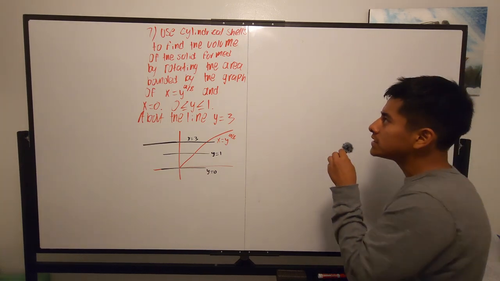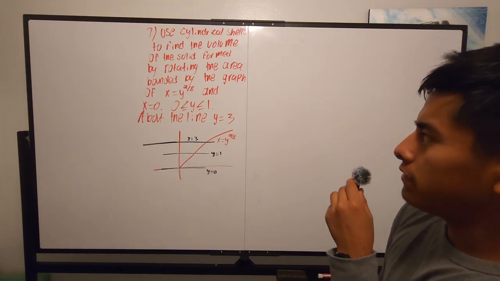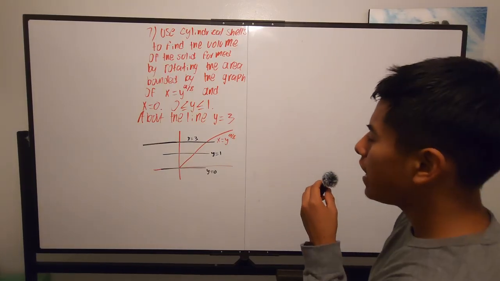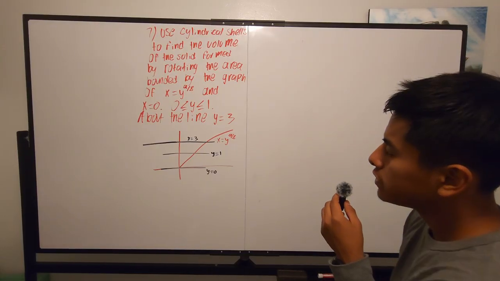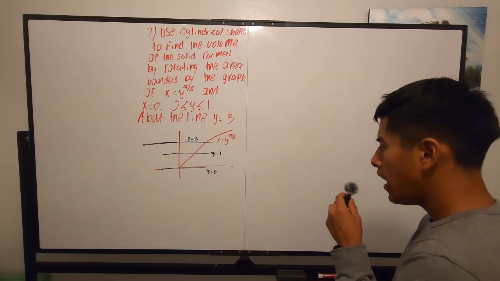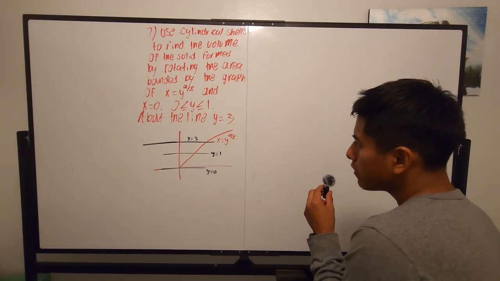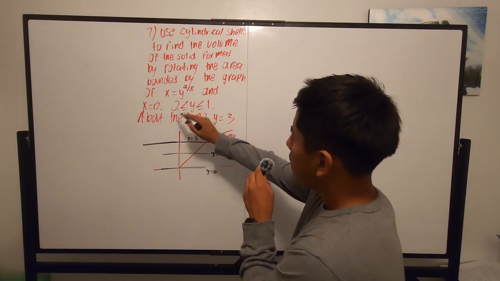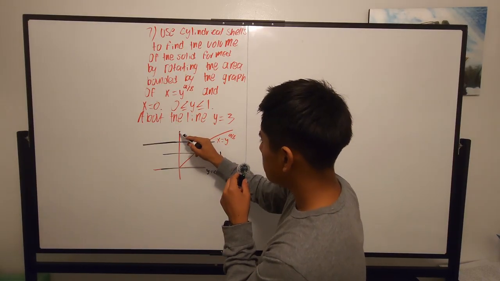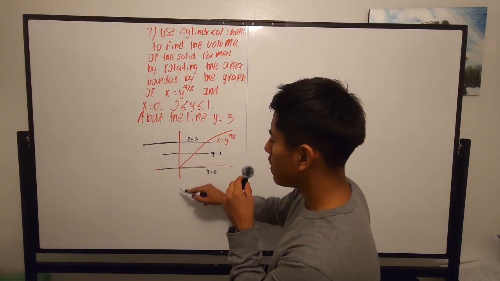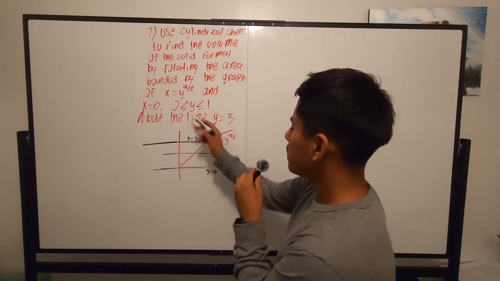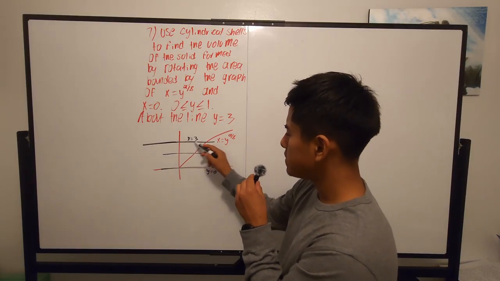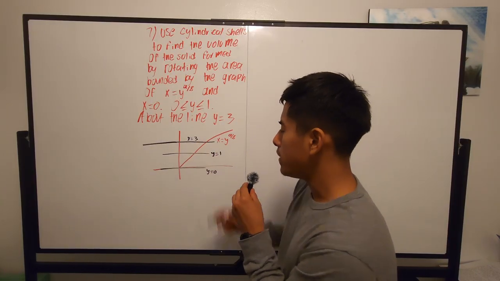Moving on to the next problem, it says use cylindrical shells to find the volume of the solid formed by rotating the area bounded by the graph of x equals y to the 9 over 8 and x equals 0 from 0 to 1 about the line y equals 3. So our curve x equals y to the 9 over 8 is going to be this red one right here. And then x equals 0 is going to be this other red one right here, which is basically the y-axis. And then our bounds are going to be from 0, which is right here, to 1. And we're going to be rotating around this y equals 3 line right here.